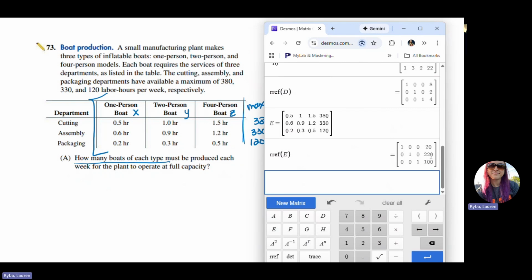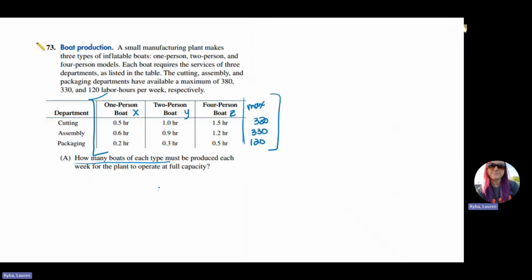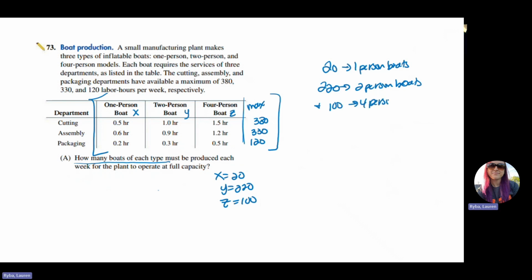So X is 20, Y is 220, Z is 100. So the best productivity they have is 20 one-person boats, 220 two-person boats, and 100 four-person boats made per week.